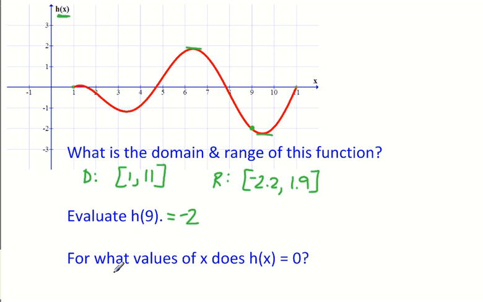My next question asks, for what values of x does h of x equal 0? This is like saying y equals 0. So I'm going to look for every place where y equals 0, and it appears to equal 0 here, and here, and here, and here, and again here. So we're going to put all those answers and we're going to estimate the ones we don't know exactly. So it looks like something like 1, 1.5, I'm thinking about 4.6, 7.9, and then 11. And we list all of those answers.